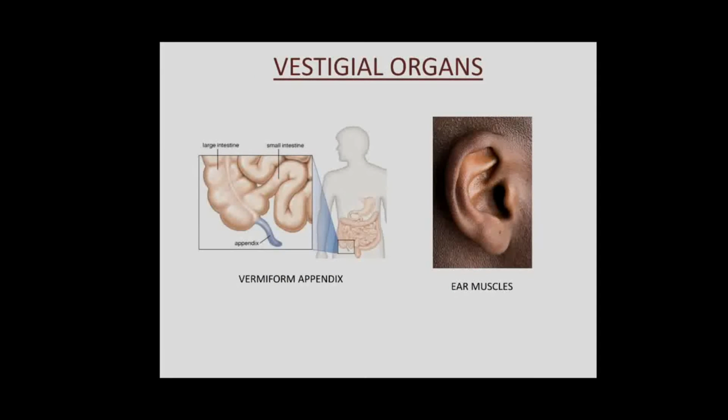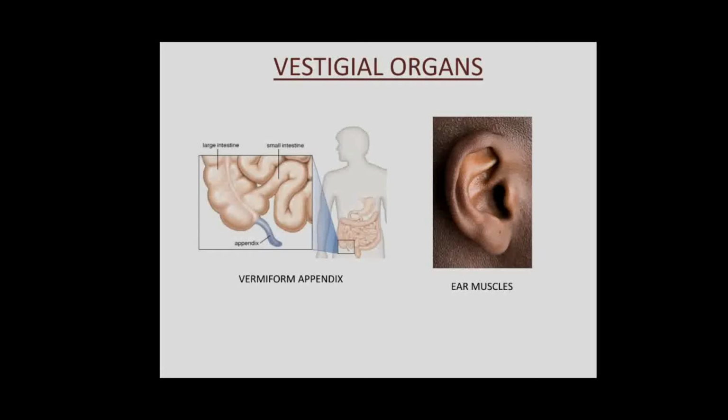Next is vestigial organs. These are organs which are reduced or non-functional in some organisms like humans, and well developed and functional in other organisms. As an example, the vermiform appendix, which is found in the large intestine, is non-functional in humans and functional in other herbivores like rabbit and cow, where it is used as a bacterial storage and used for digestion.